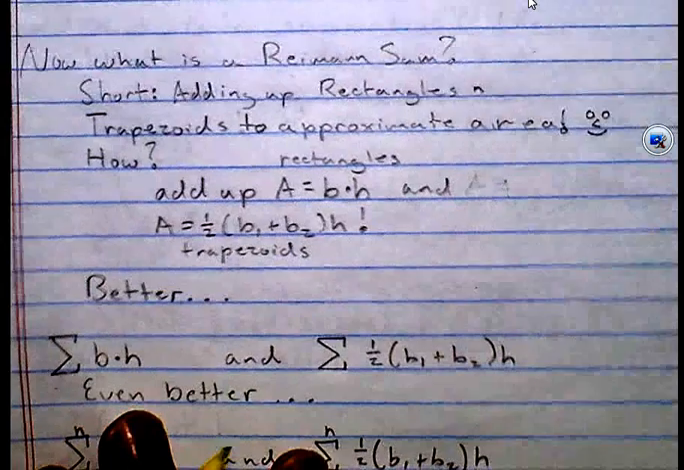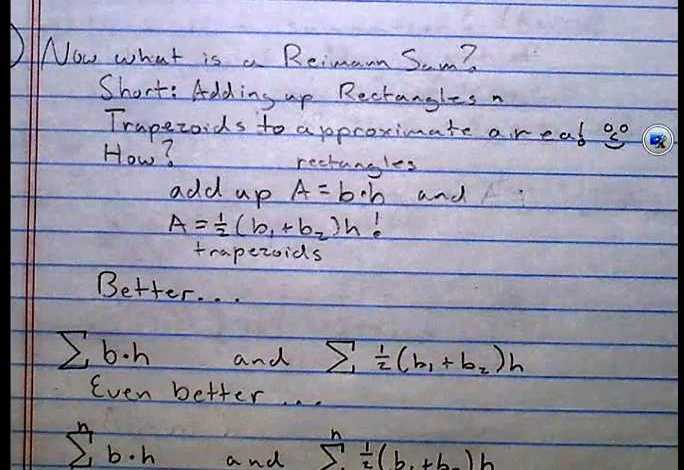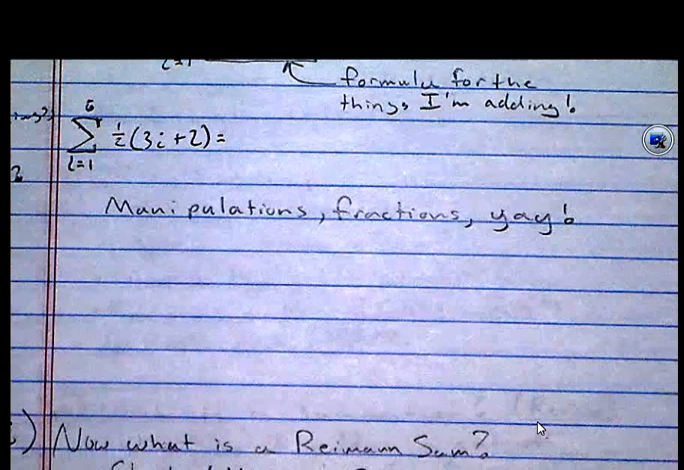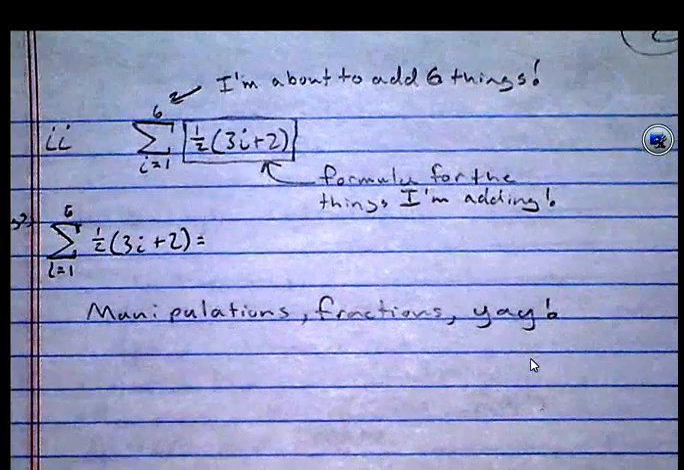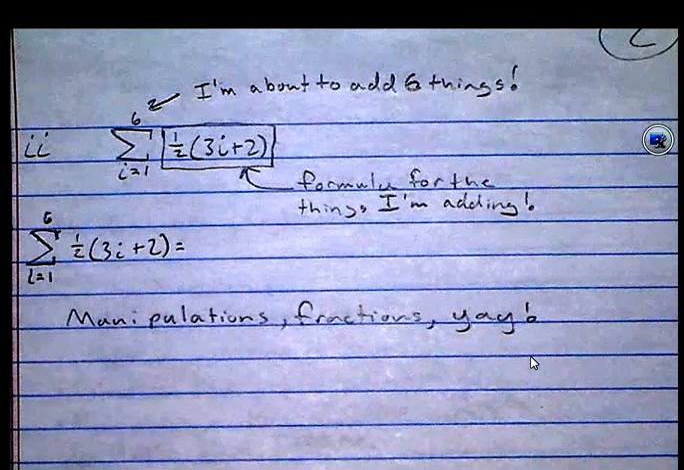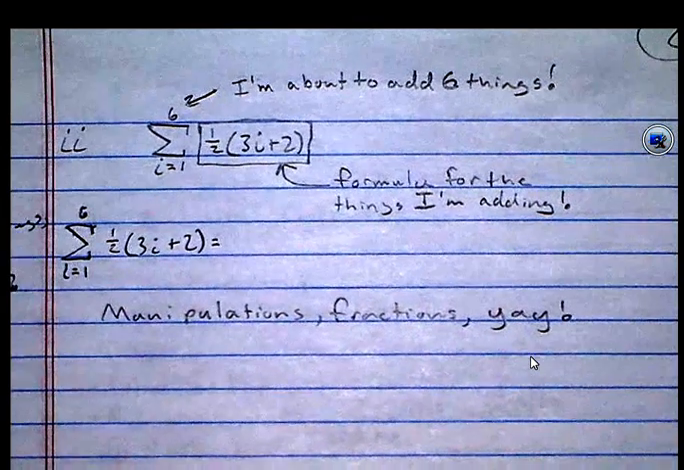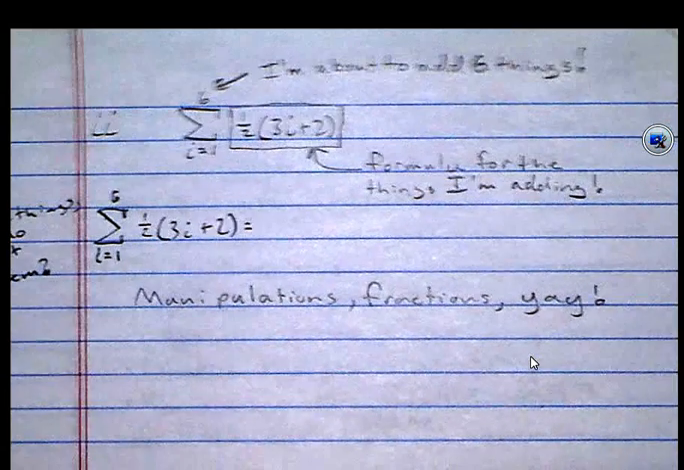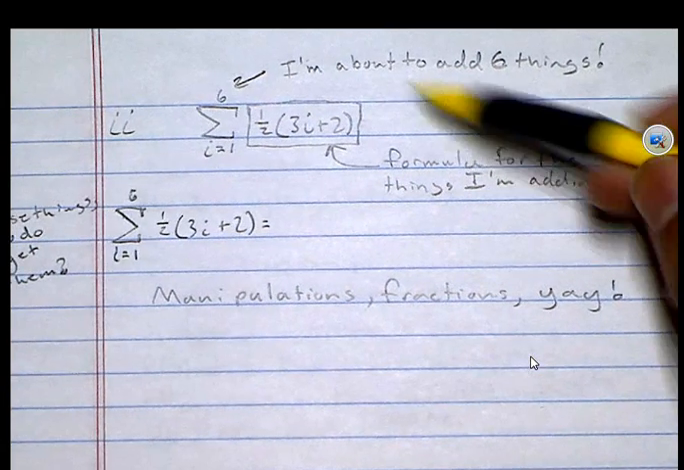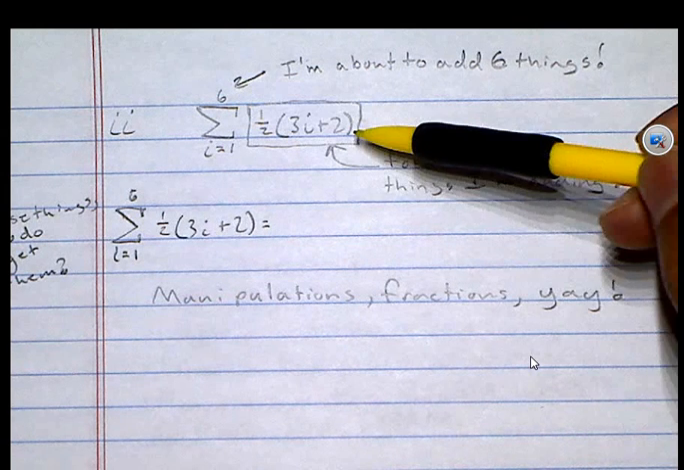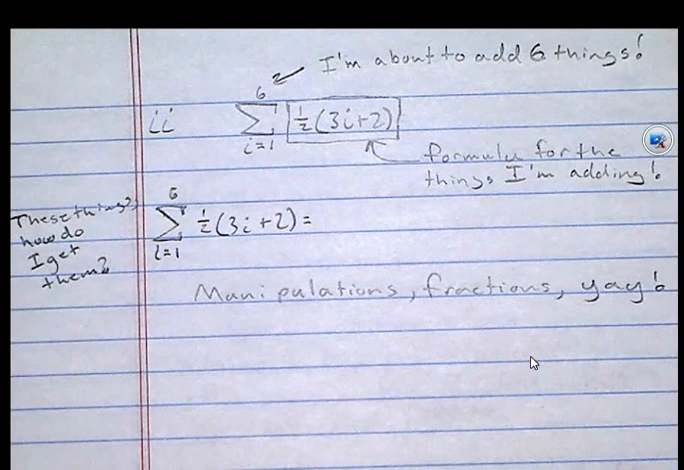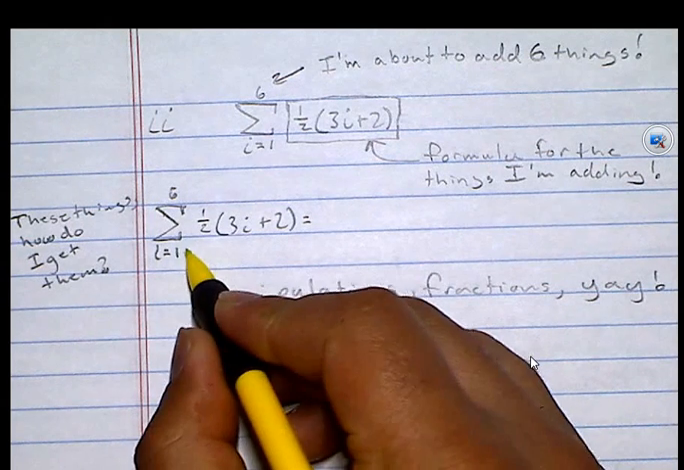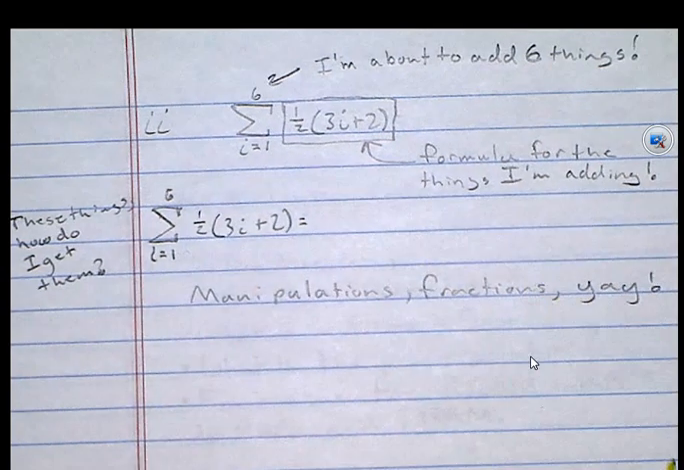And I've got another example here. In this example I'm about to add 6 things. Right up top here. This is the formula for the things I'm adding. How do I get the things again? Well, I get the things by plugging in 1, 2, 3, 4, 5, and 6. So let's go ahead and do that.